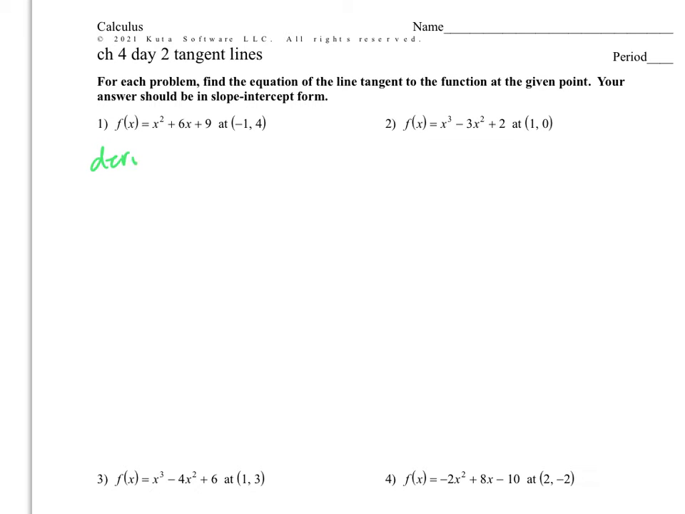The derivative at an x value is the slope. And then you're just putting this into slope-intercept form. So we're going to go ahead and do this number one.